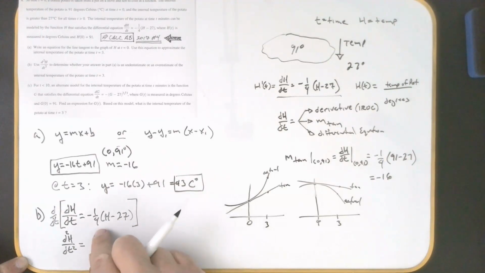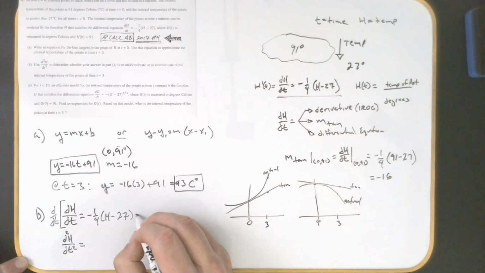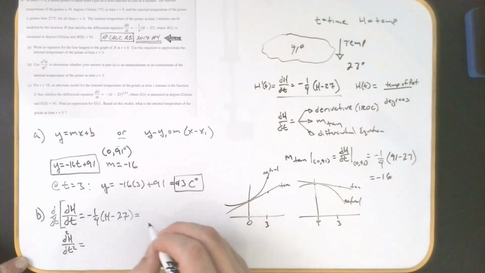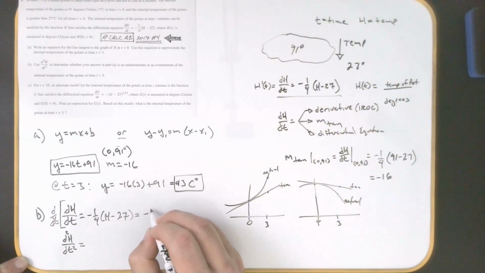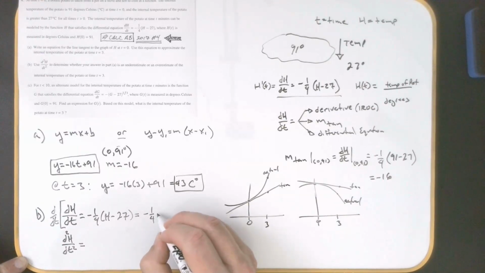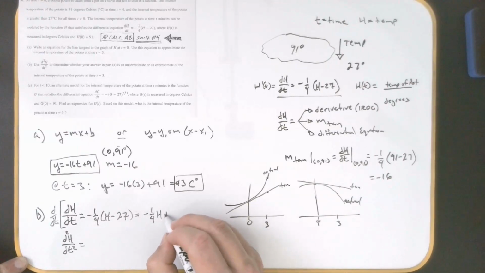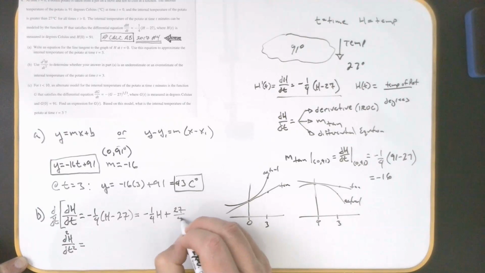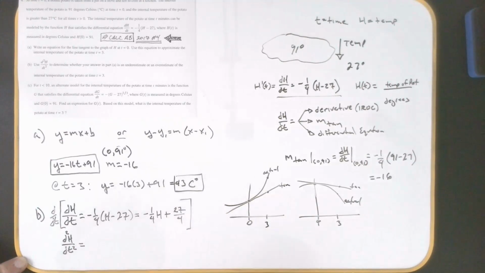Now, I'm going to rewrite this. This is one of those weird things that tends to confuse a lot of students. So to avoid the confusion, I'm just going to distribute my negative 1/4, and it makes it so much easier to see here. Negative 1/4 h, and then we would get plus 27 over 4. So those are the same thing, just distributed. So let's take a look here. I'm going to take the derivative with respect to t of negative 1/4 h.